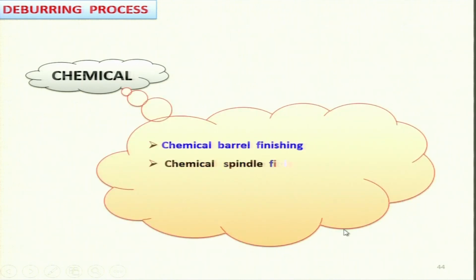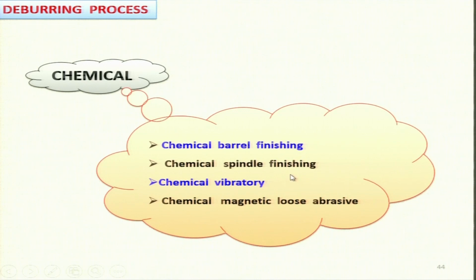Deburring process. There are various ways in which deburring can be done. We have already seen them. One of them is chemical deburring: chemical barrel finishing, chemical spindle finishing, chemical vibratory, chemical magnetic, loose abrasive finishing. Then there is the electrochemical deburring machine tool, insulated except for a part adjacent to the burr, which is bare.